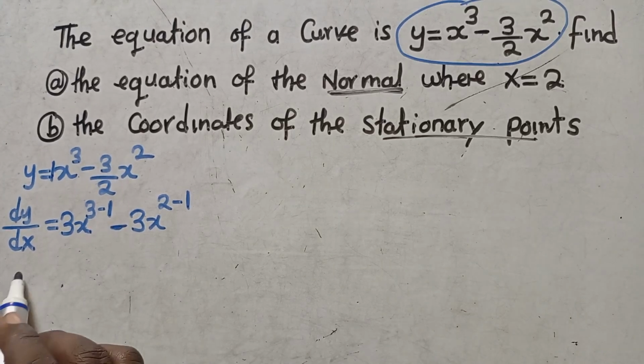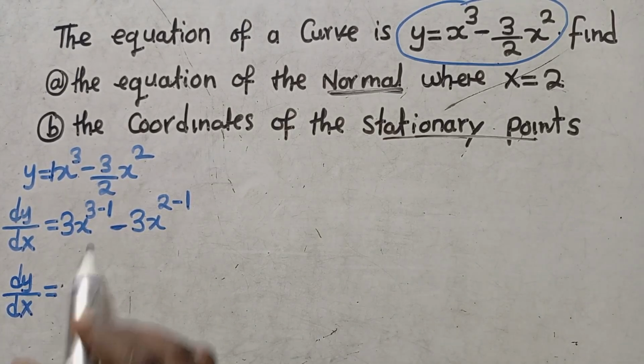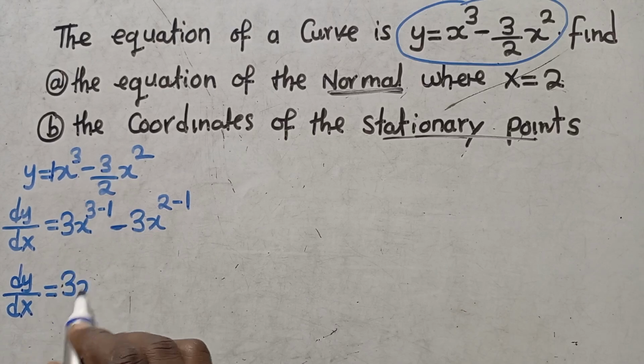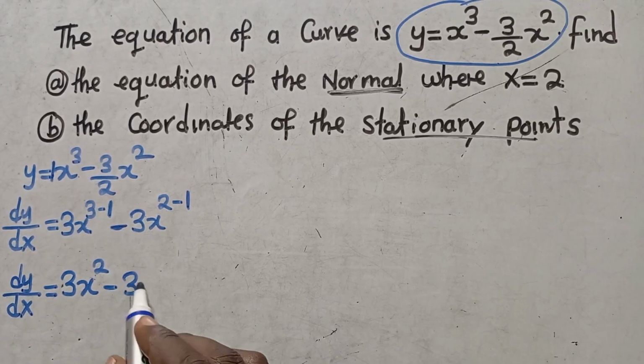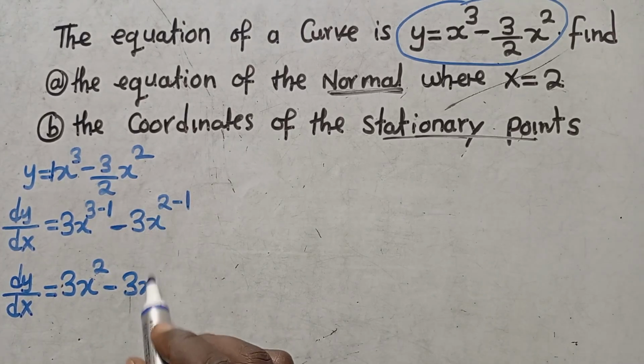From here, you say finally dy dx is equal to 3x squared minus 3x. This answer is called the gradient function. 2 minus 1, that is 1, we don't show a 1. So this is the gradient function. We need to find the gradient. How then do we find the gradient?